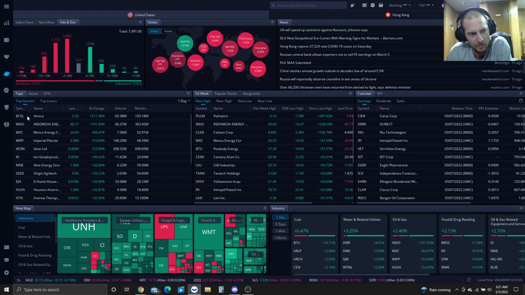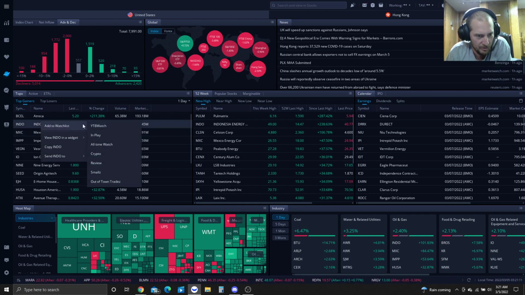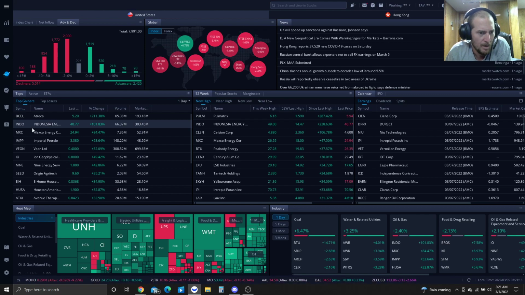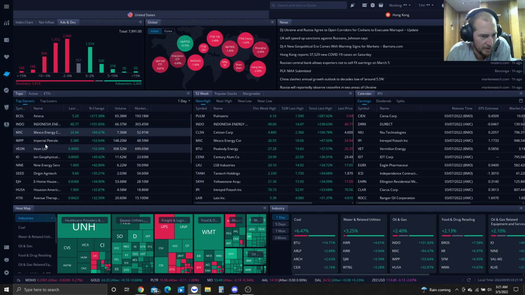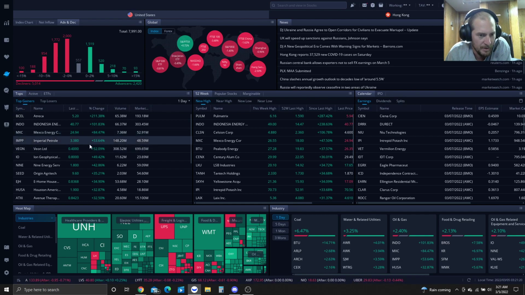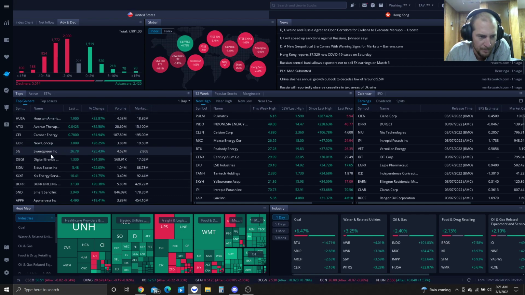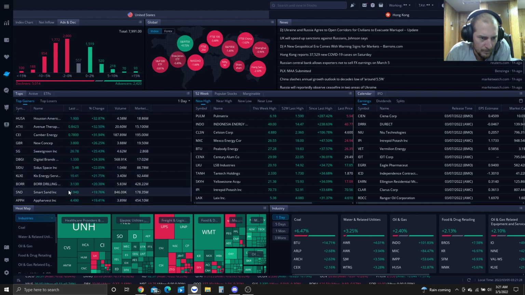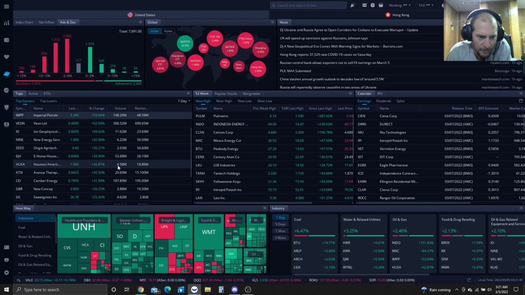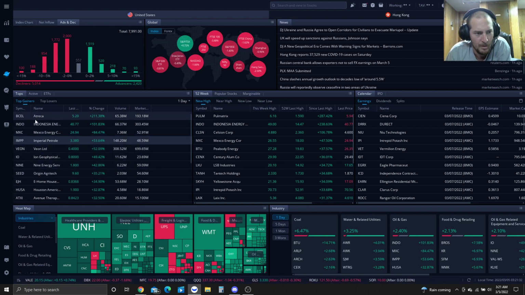So on this tab here, what we have is top active tickers. INDO has been just absolutely killing it lately, so we're going to take a look at that. And right now we're just looking at the top gainers from yesterday. So IMPP 53%, MXP. I don't really see anything else that's doing much volume that is worth it. So BCEL 570, INDO $40.